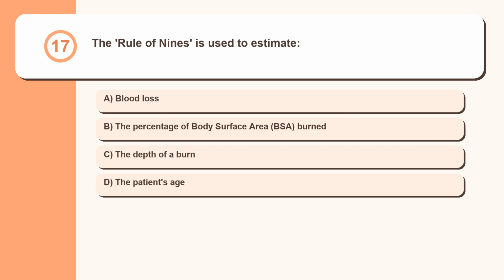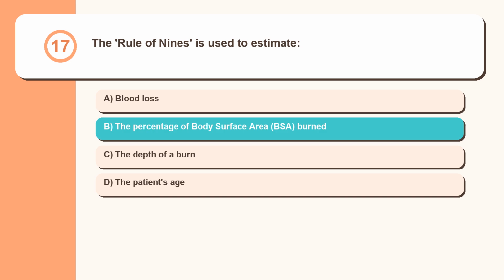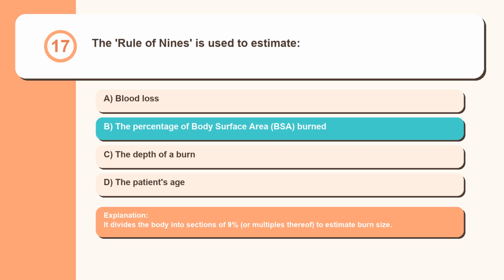Question 17. The rule of nines is used to estimate blood loss, the percentage of body surface area (BSA) burned, the depth of a burn, the patient's age. It divides the body into sections of 9%, or multiples thereof, to estimate burn size.